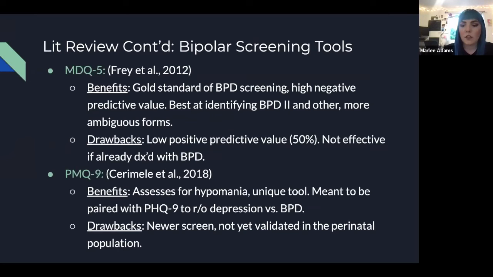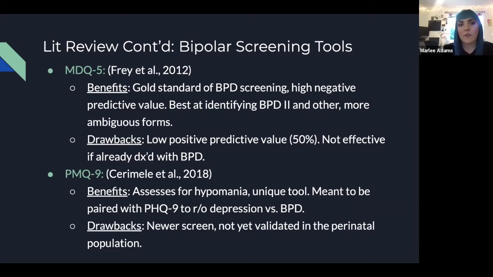So moving on to the bipolar screening tools, we have first the Mood Disorder Questionnaire. This one is considered the gold standard of bipolar disorder screening, and it has a high negative predictive value. This means when someone gets a negative screen, it is most likely truly a negative screen. The other nice thing about this is it's better at identifying bipolar disorder type 2 and other more ambiguous forms. So that was the one associated with the hypomania.